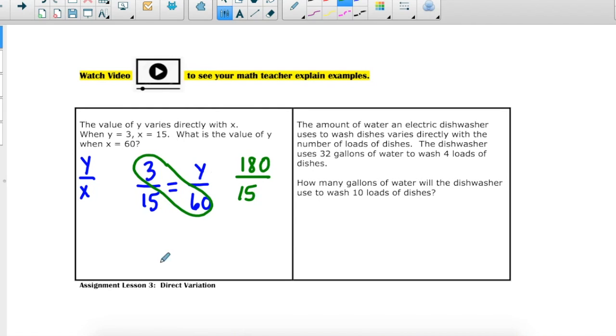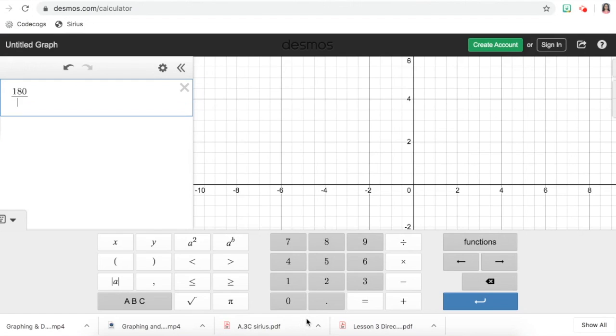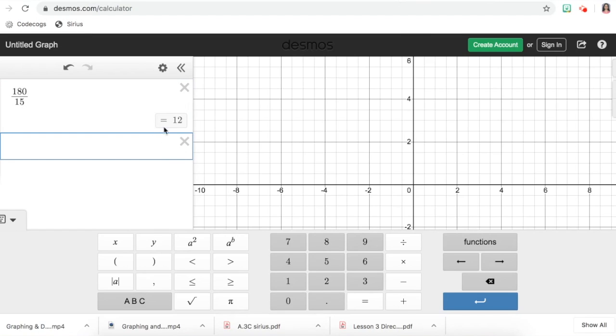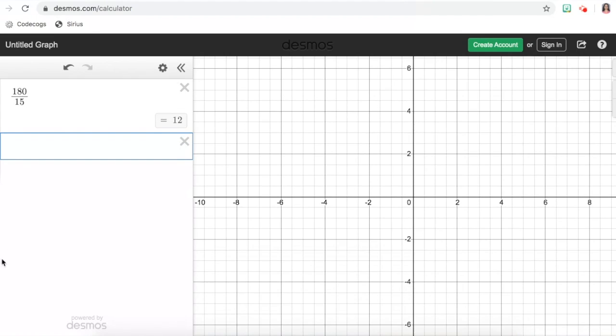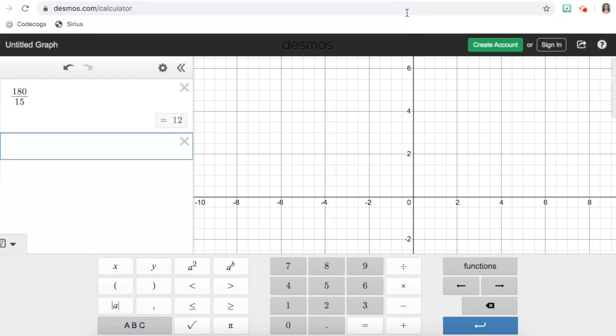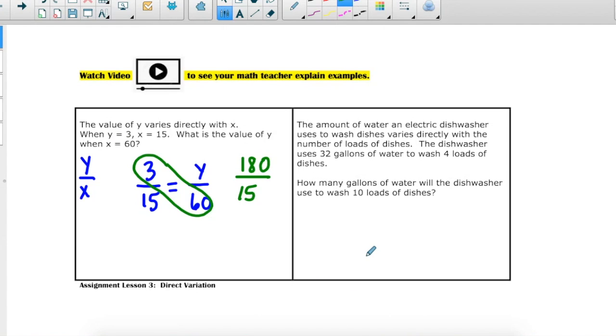Okay, and then you could see here that the answer is 12. On my calculator, there's going to be a little button here at the bottom. Here it is. When you see this here, you just click on it and then the keyboard comes up. Okay, so the answer is 12. So when I go back over here, I'm going to say that y equals 12.